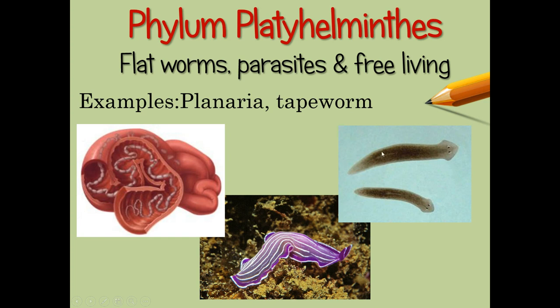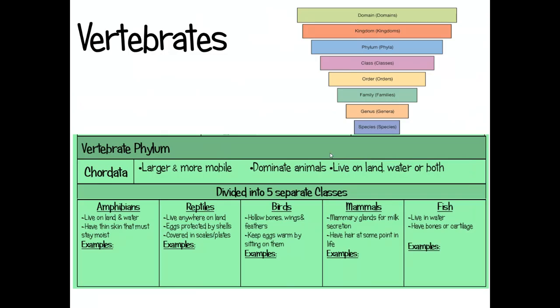These guys can reproduce by fragmentation. And then there's also free living flatworms in the ocean, marine flatworms, and they can be really, really pretty and colorful. I'm going to post a video on these guys for enrichment this week if you want to watch it. They're pretty interesting. All right, so those are the invertebrate phyla.